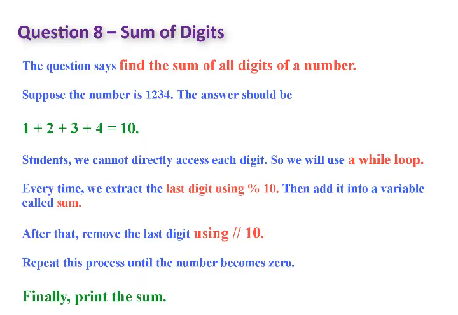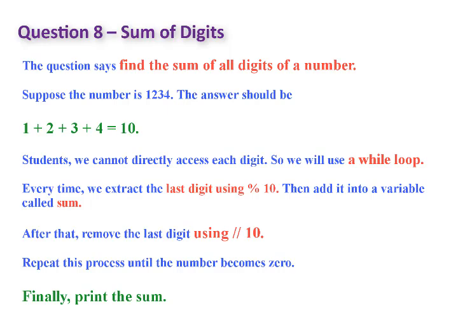Question 8. Sum of digits. Now let's discuss question number 8. The question says, find the sum of all digits of a number. Suppose the number is 1234. The answer should be 1 plus 2 plus 3 plus 4 equals 10.